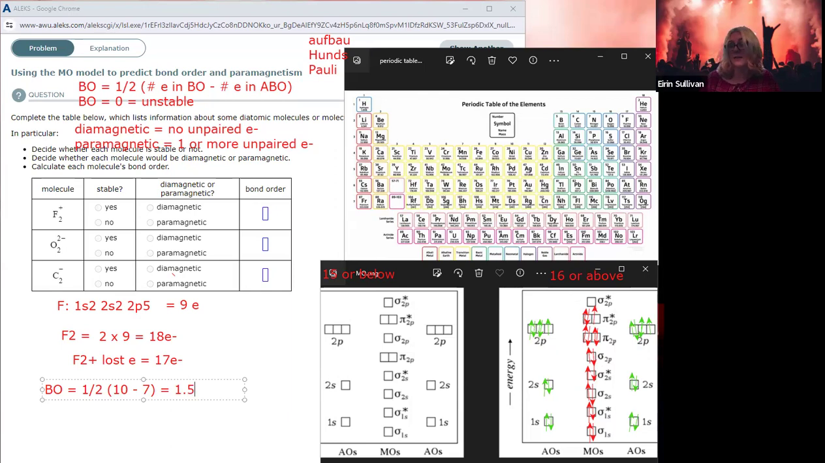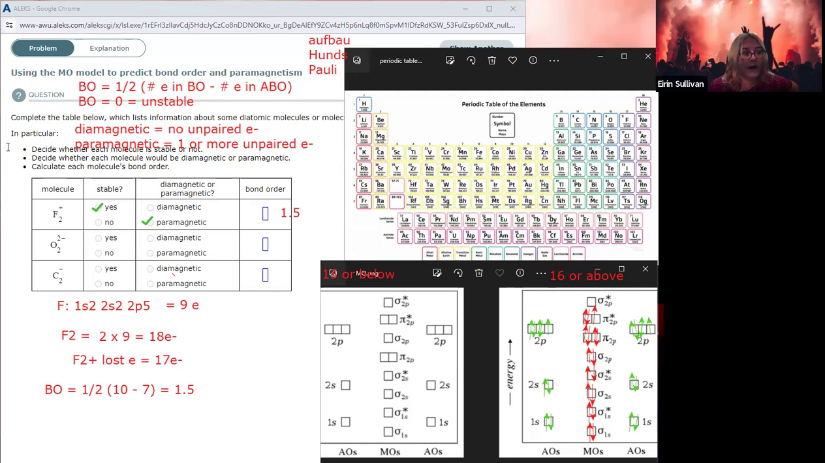So that's like telling me there's a resonance between a single bond and a double bond. If it's not 0, it's stable. So I can say it's stable. Yes. Is it diamagnetic or paramagnetic? I have 1 unpaired electron in my pi star 2p. That makes it paramagnetic, and my bond order is 1.5.